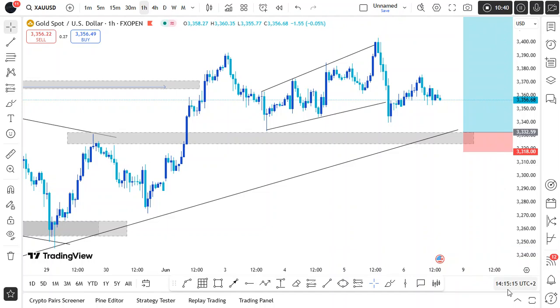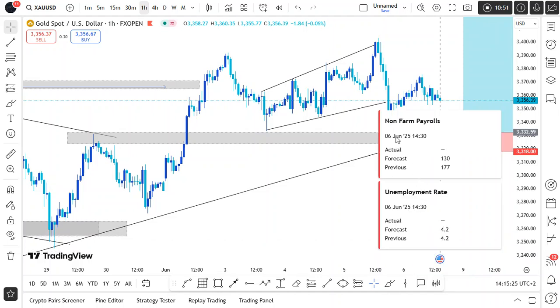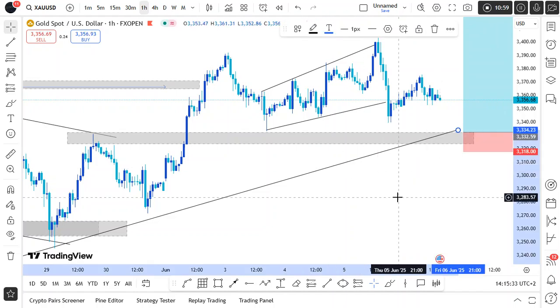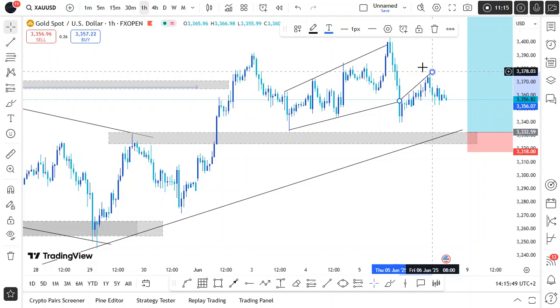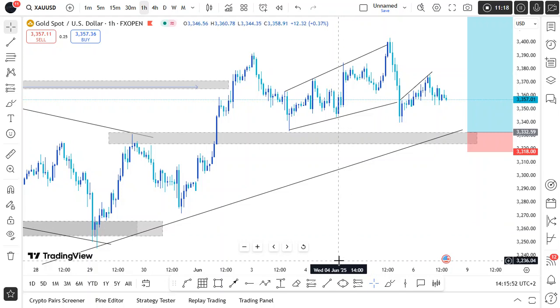It's now quarter past 2, meaning that we are left with 15 minutes before NFP. You can see this is the non-farm payroll, half past 2. So we are still waiting for the event, but I will be executing the trades on my phone. I won't actually execute using my trading desktop. I'll actually execute using my phone.